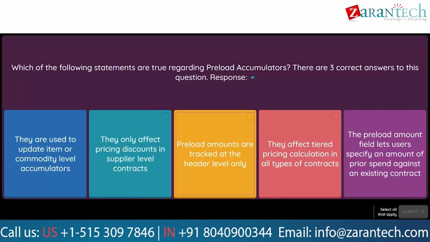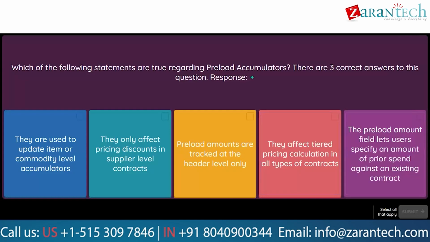Option 3 Preload amounts are tracked at the header level only. Option 4 They affect tiered pricing calculation in all types of contracts. Option 5 The preload amount field lets users specify an amount of prior spend against an existing contract.